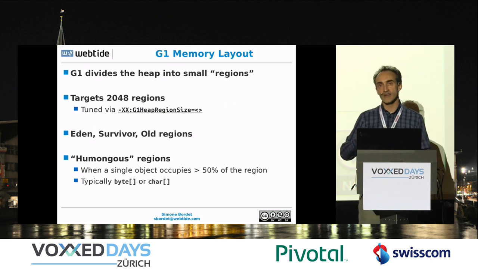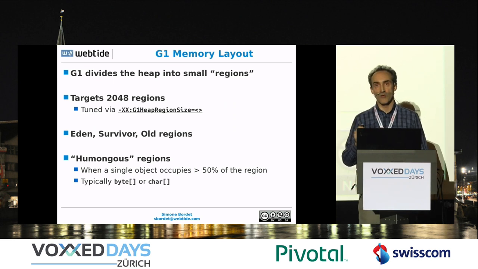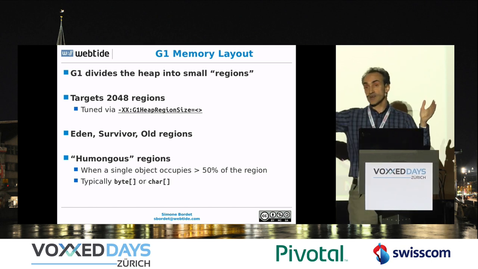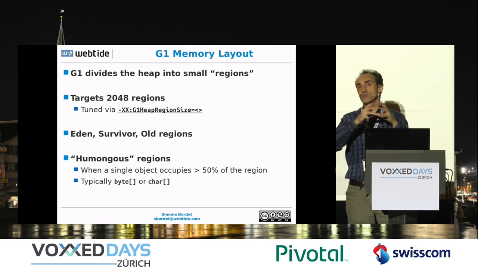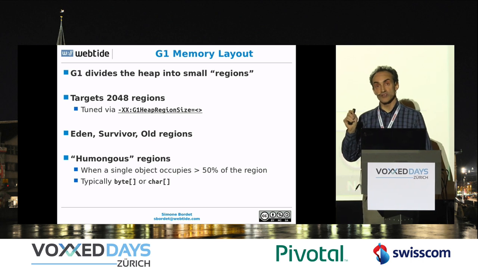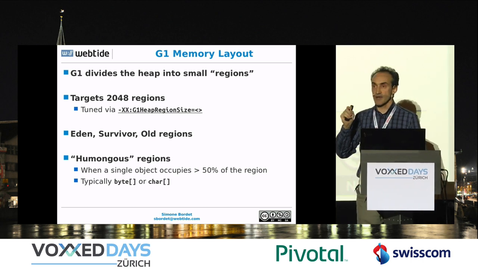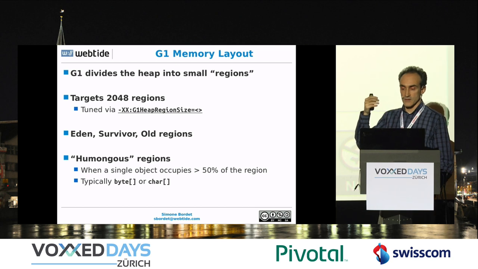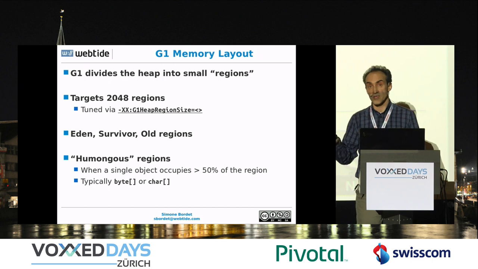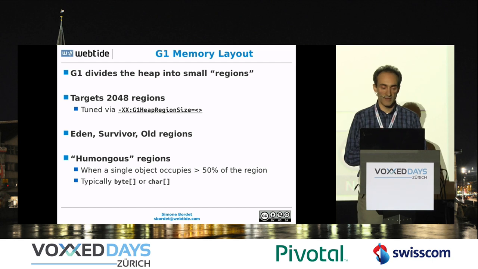G1 divides the heap into what are called regions. They're pretty small. G1 targets 2048 total regions. So if you make a small heap, it tries to make 2000 regions that are very small. If you have a large heap, it still makes 2000 regions, which now are, of course, bigger. Then it tags those regions with particular names and says, OK, I want these regions to be called Eden regions or survivor regions or old regions. These concepts are very similar to the concepts that we have in the other collectors.